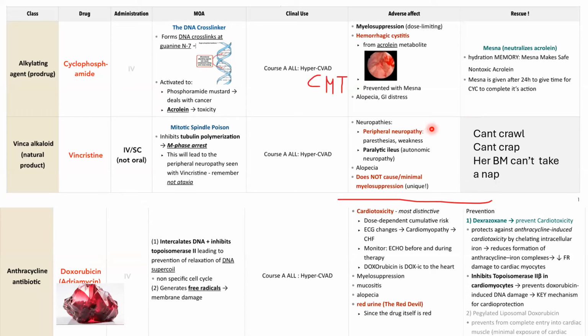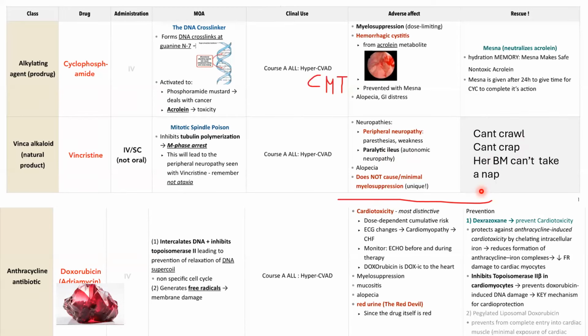They do not present with balance issues. Balance issues or ataxia is central neuropathy. Can't crap is the paralytic ileus, so their digestive system is like on pause or on hold. It's paralyzed, so they can't really go to the bathroom. So just remember that. Her bone marrow can't take a nap.